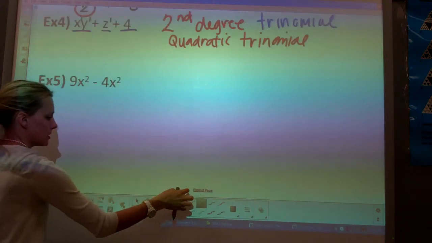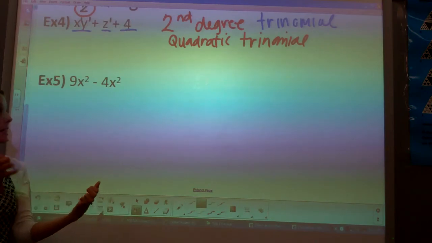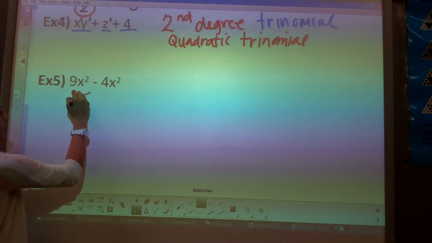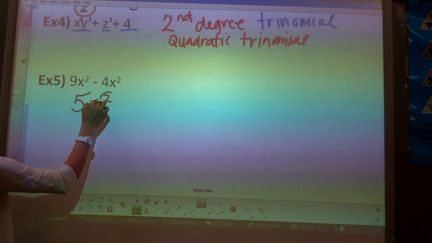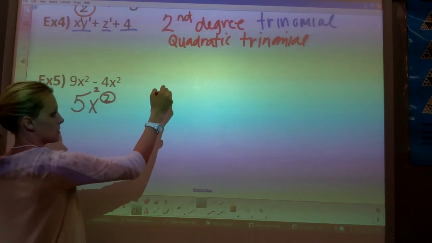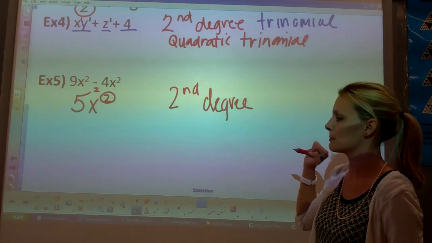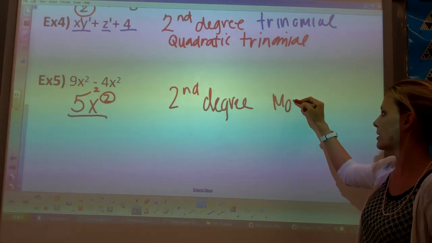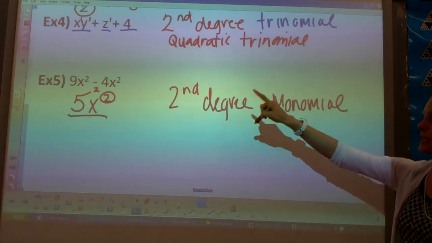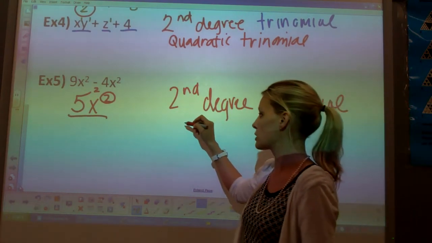And last, 9x squared minus 4x squared. First you have to combine like terms, so if I have 9x squareds and I take away 4 of them, I'm left with only 5x squareds. So my degree here would be 2. That's the highest degree, so it's a second degree. And how many terms do I have? I've just got 1. So this is a monomial. So the name of this polynomial would just be a second degree monomial, or you could call it a quadratic monomial.